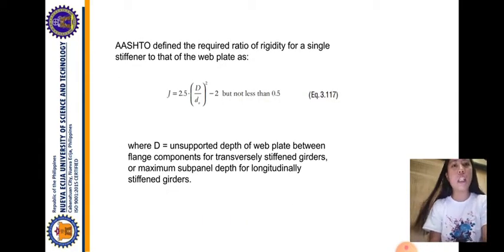AASHTO defines the required ratio of rigidity for a single stiffener to that of the web plate as J equals 2.5 multiplied by D sub p all over d sub o squared minus 2, but not less than 0.5, where D is equal to the unsupported depth of web plate between flange components for transversely stiffened girders, or maximum sub-panel depth for longitudinally stiffened girders.